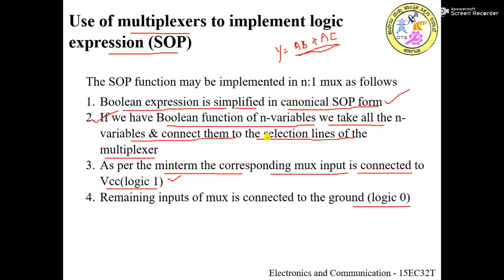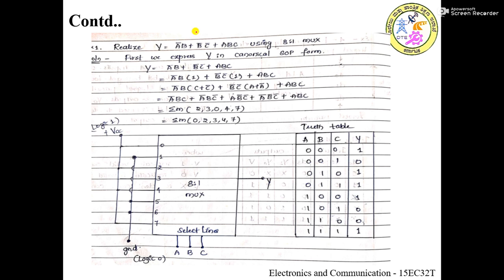We will see all these steps one by one whenever we discuss with an example. Let's see an example first. Okay, so here they have given an example: A bar B plus B bar C bar plus ABC. What is the first step? Very first step is to obtain the logic expression or the Boolean expression in canonical SOP form.